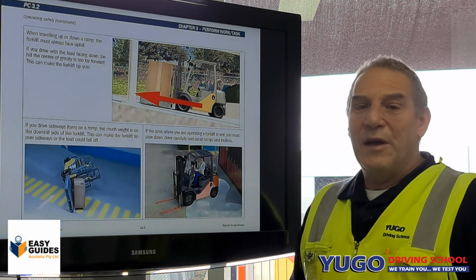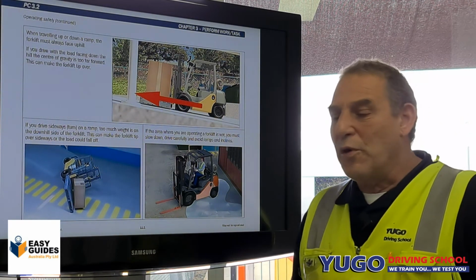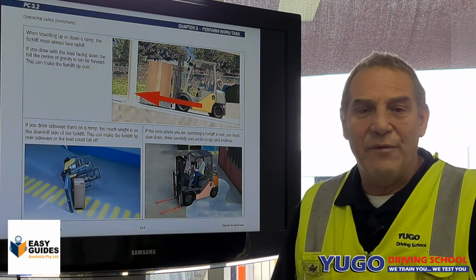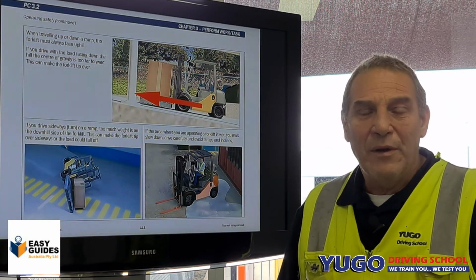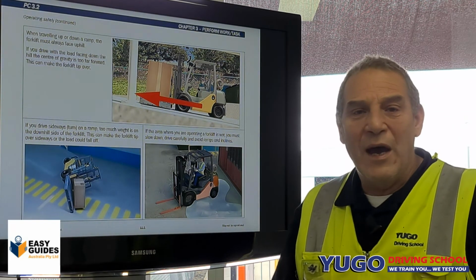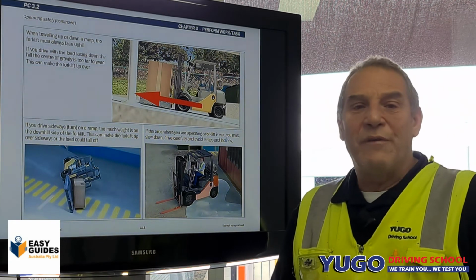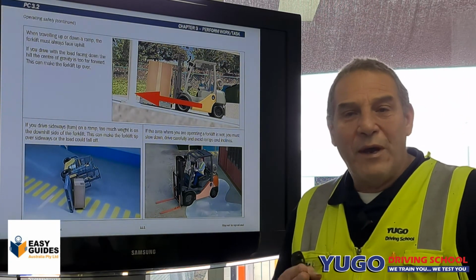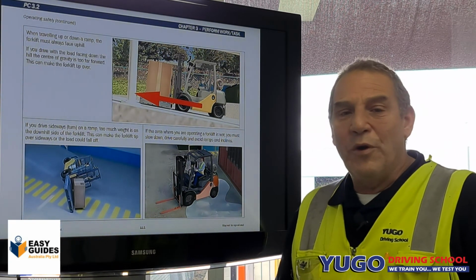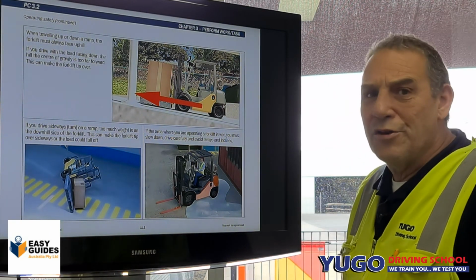Driving on a wet and slippery surface. As I said earlier, your forklifts aren't designed to travel on wet ground. They're designed to travel on a solid, level surface, hard concrete, dry. If there's water on the ground, you travel slowly, you travel carefully, you avoid ramps and slopes, including dock edges.